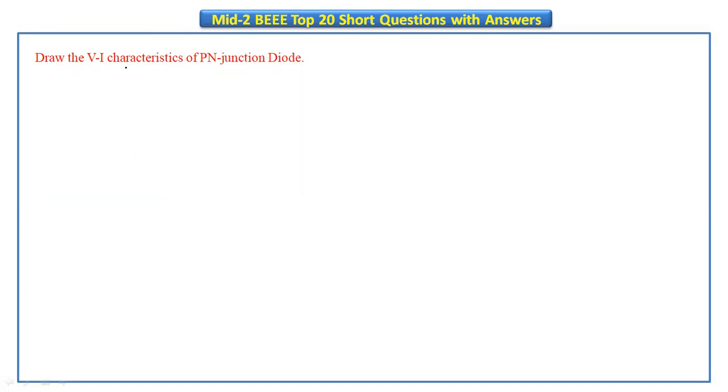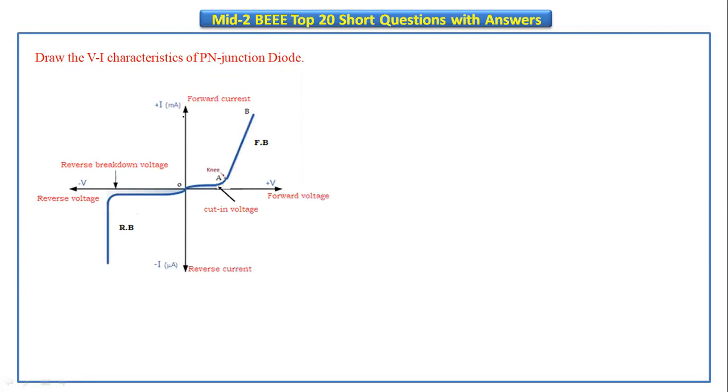draw the VI characteristics of PN junction diode. So these are the VI characteristics of a PN junction diode, which has the forward bias characteristics as well as the reverse bias characteristics. Forward voltage is on the x-axis, and on the reverse side it is reverse voltage. It is forward current and reverse current. Reverse current we have to take in microamps. In the forward bias, up to this point there is no conduction. After this point it starts conducting.